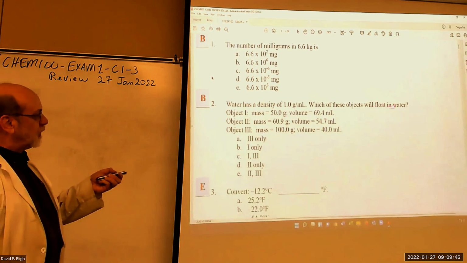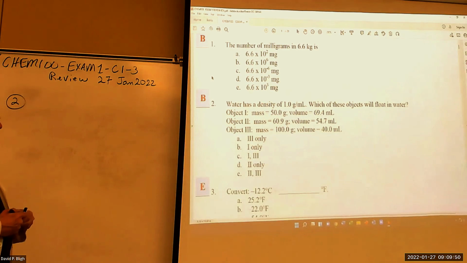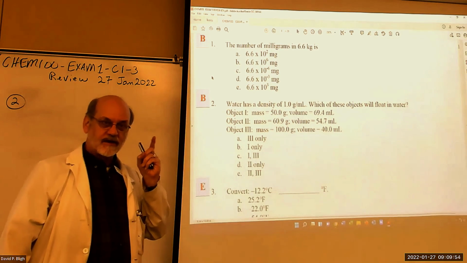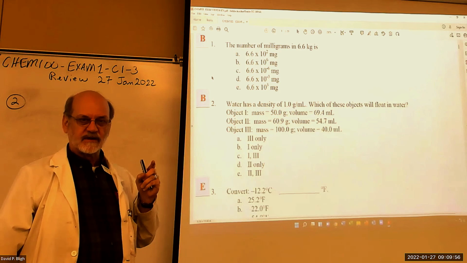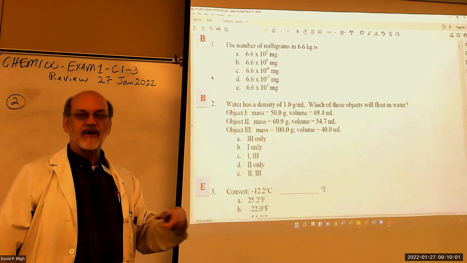Which of these objects will float in water? Okay. Look at the question. Which of them will float in water? So what do you need to know to tell if something's going to float? You need to know its density and compare it to water.